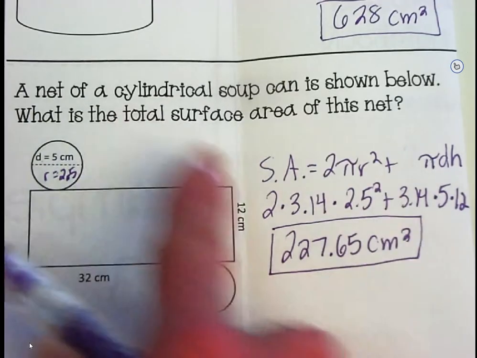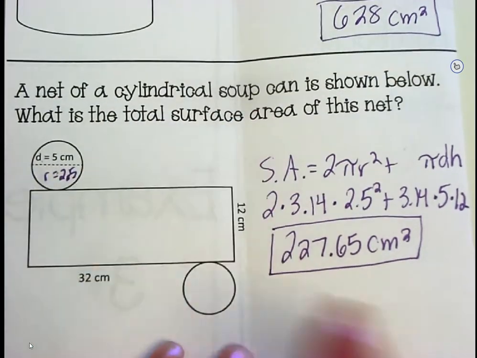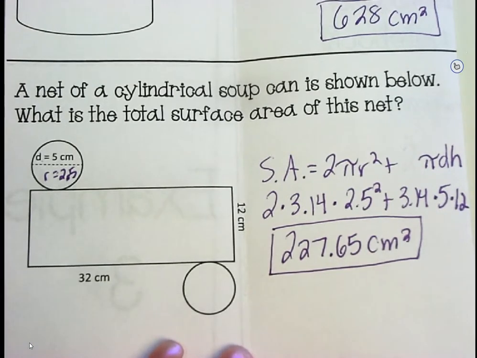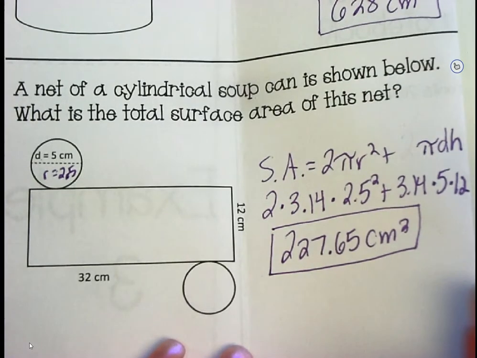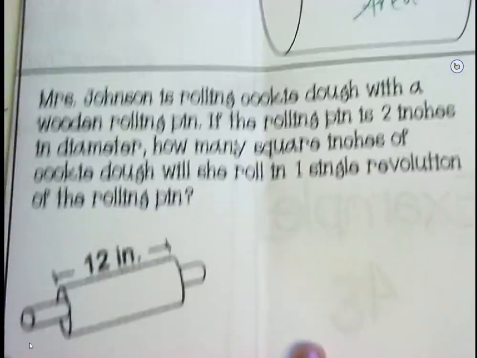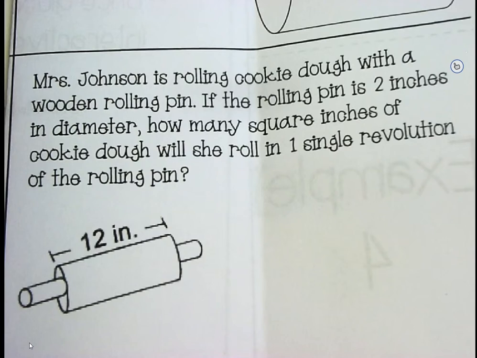So now we're starting to get to more practical problems. This is a soup can. We had to pick out the numbers from the diagram. And now we're going to look at a word problem, or more practical problem, about Mrs. Johnson on the right and her rolling of the cookie dough. So let's flip it over. Mrs. Johnson is rolling cookie dough with a wooden rolling pin. If the rolling pin is 2 inches in diameter, how many square inches of cookie dough will she roll in one single revolution of the rolling pin?